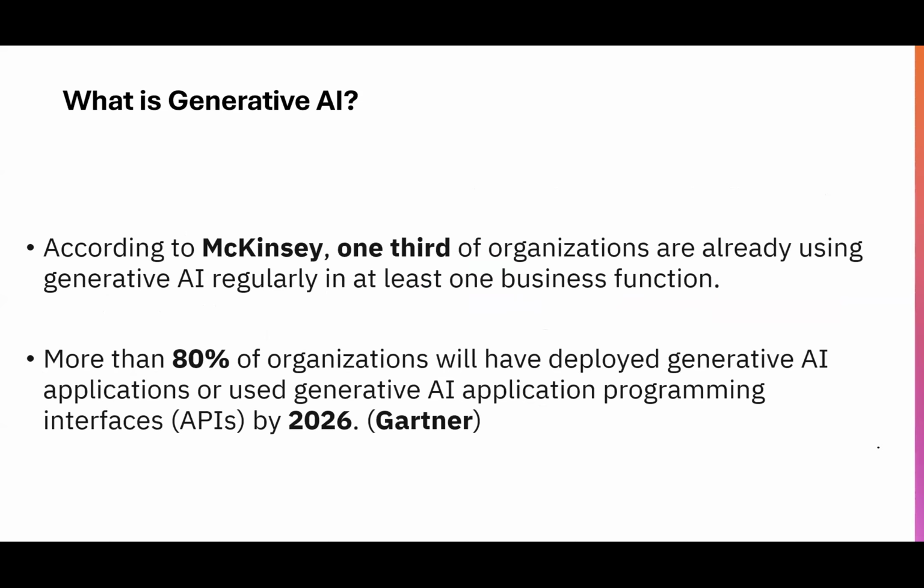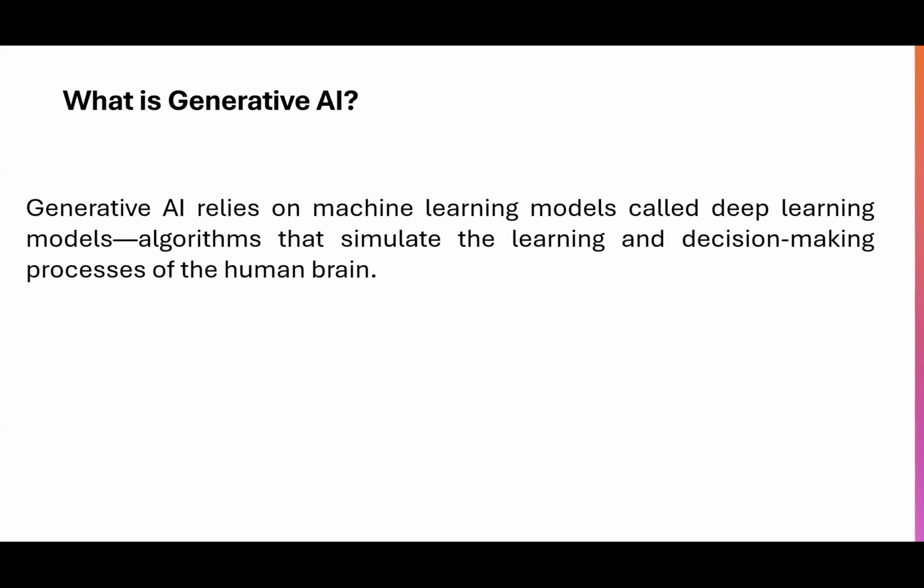According to McKinsey, one third of organizations are already using generative AI regularly in at least one business function. And according to the Gartner report, more than 80% of organizations will have deployed generative AI applications, or already use generative AI applications through application programming interfaces, APIs, by 2026. So there is huge use of generative AI these days. So what is generative AI?